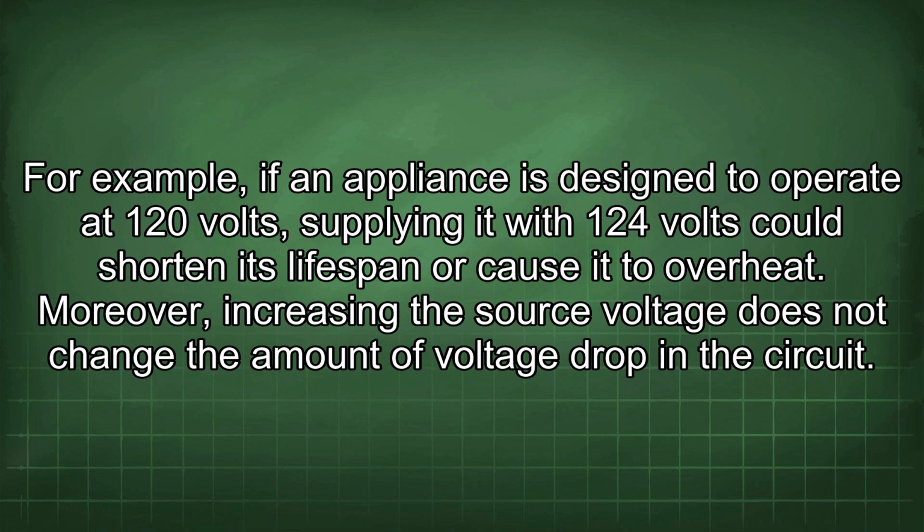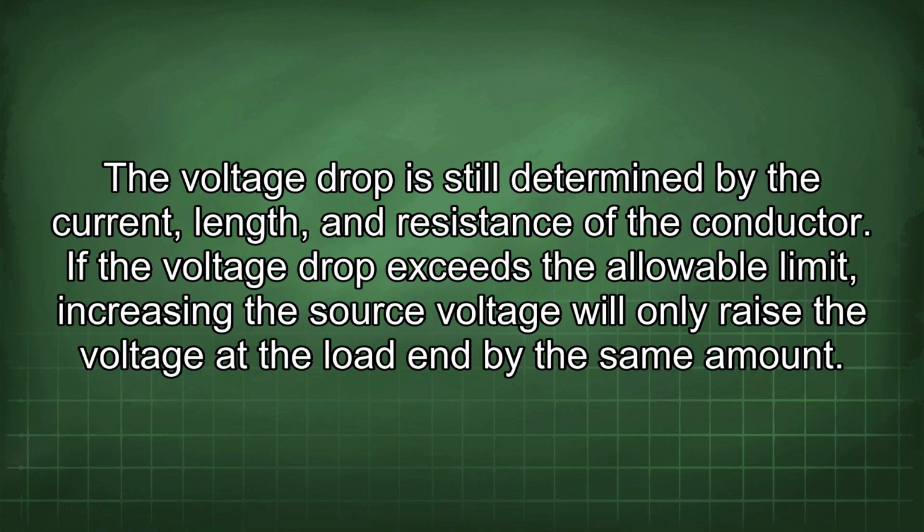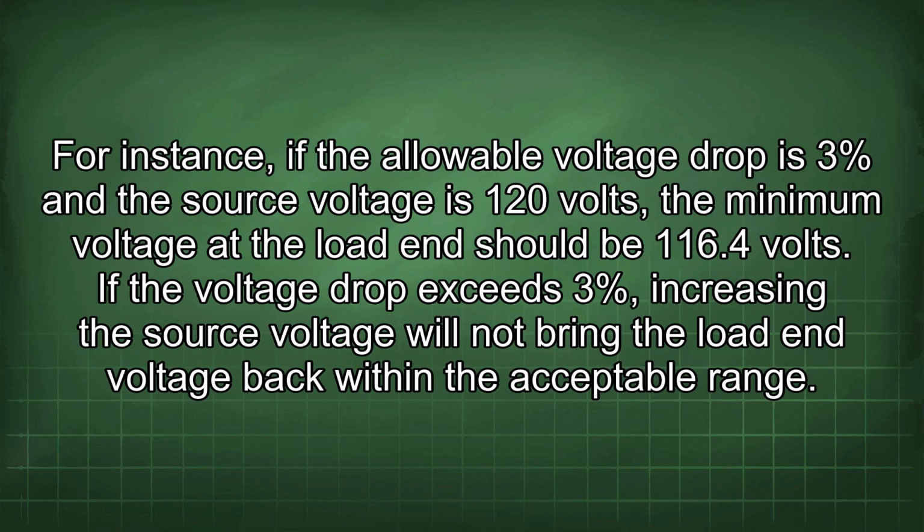Moreover, increasing the source voltage does not change the amount of voltage drop in the circuit. The voltage drop is still determined by the current, length, and resistance of the conductor. If the voltage drop exceeds the allowable limit, increasing the source voltage will only raise the voltage at the load end by the same amount. For instance, if the allowable voltage drop is 3% and the source voltage is 120 volts, the minimum voltage at the load end should be 116.4 volts. If the voltage drop exceeds 3%, increasing the source voltage will not bring the load end voltage back within the acceptable range.